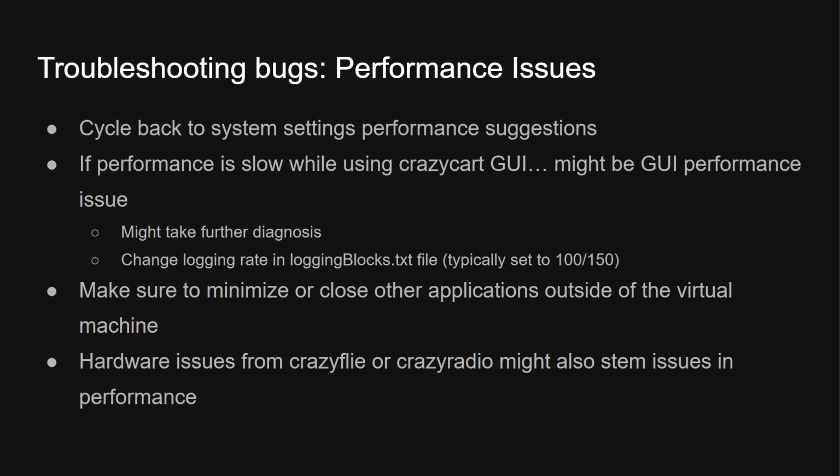Beyond that, it's good to make sure that any applications outside of the VM are closed if you don't need them, and then double checking that hardware issues aren't confused as VM issues, because hardware issues actually can contribute to issues inside of the VM. So with the USB dongle, if you have a broken dongle, that might be the reason why it's not showing up in the VM.